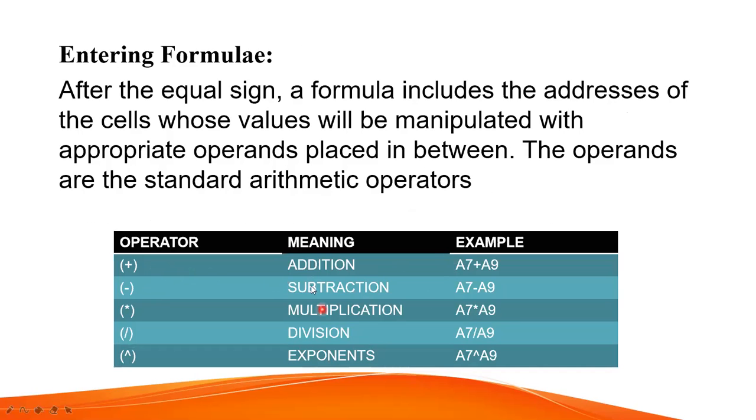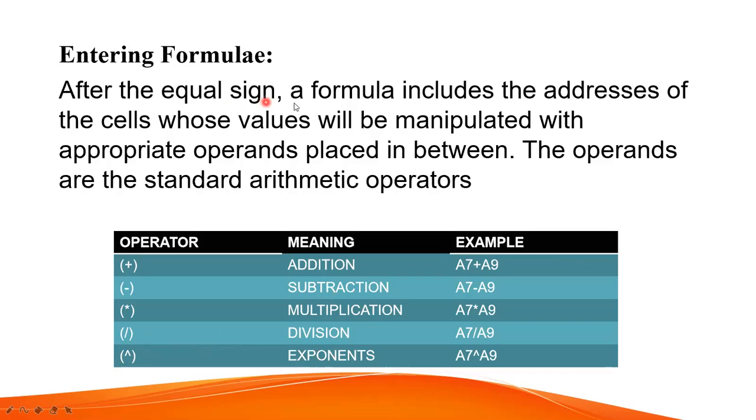There are operations for different formulas, different functions, different mathematical operations, plus for addition like A7 plus A9. What is A7 and A9? A7 and A9 are the cell addresses, right? Whatever you have written in cell A7 will be added to the data in A9. This is for subtraction. For multiplication we use the asterisk sign. For division we use the slash sign, and for exponent, like power, we use the caret sign.